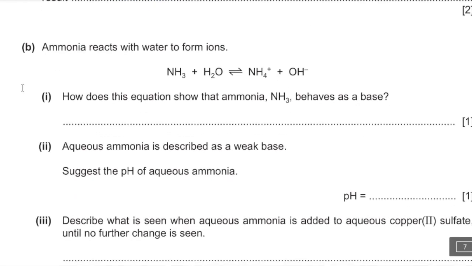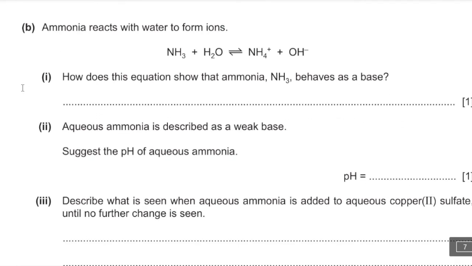B. Ammonia reacts with water to form ions. 1. How does this equation show that ammonia behaves as a base? So bases are proton acceptors, and that means they gain a charge of plus. So ammonia over here is gaining a charge of plus over here, which basically is it's acting as a proton acceptor.